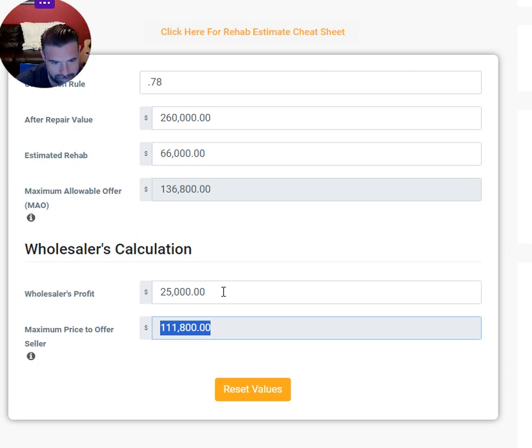So it's just a really handy calculator that allows you to really quickly plug in some values, kind of vet your numbers a bit, and start structuring your deals.